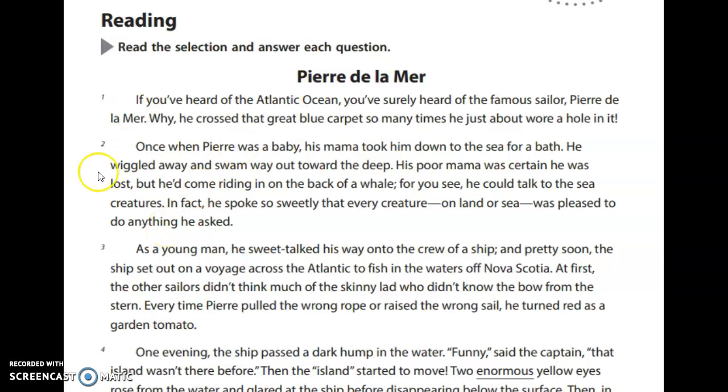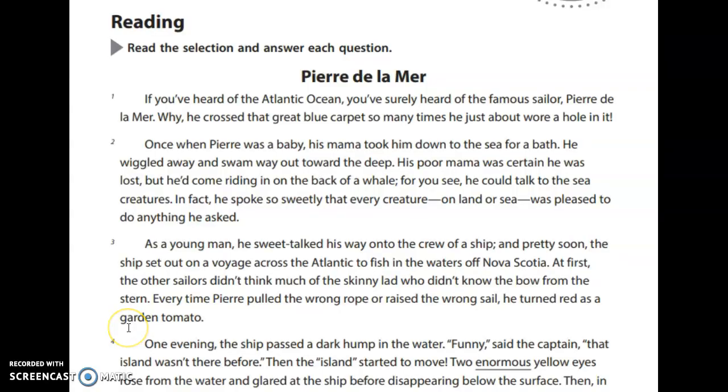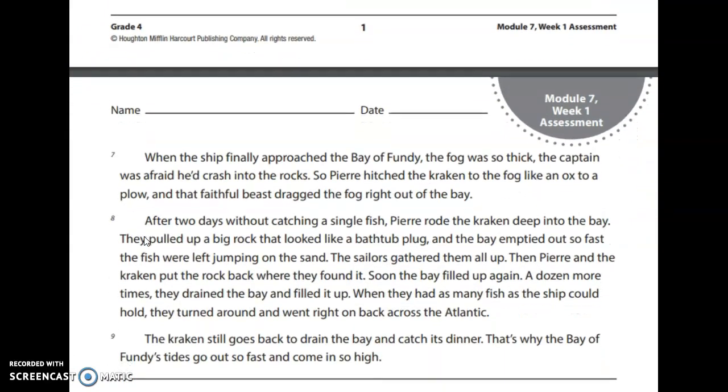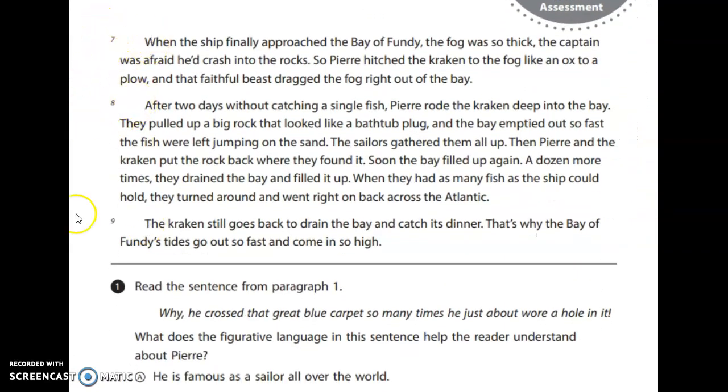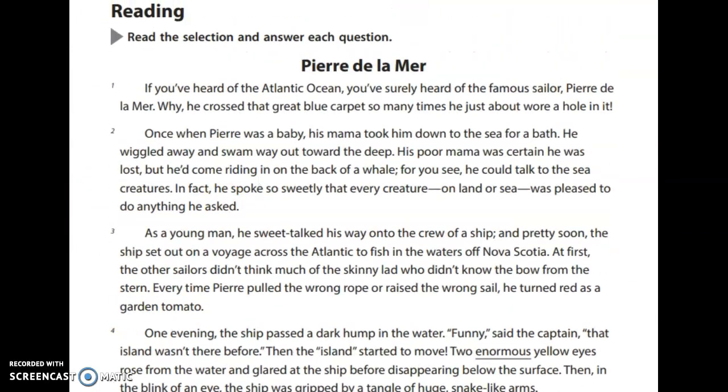Next, we need to number the paragraphs. Since our paragraphs are already numbered, we're just going to go through and circle those numbers. We do this to make sure that we're not skipping any paragraphs as we read. So 1, 2, 3, 4, 5, 6, 7, 8, and 9. So we know we have 9 paragraphs to read. So we did the U in Unreal.